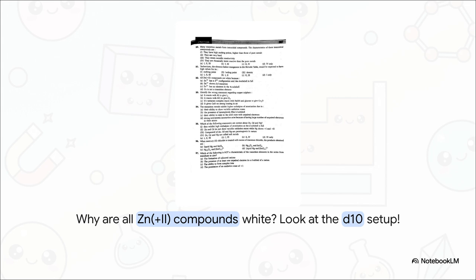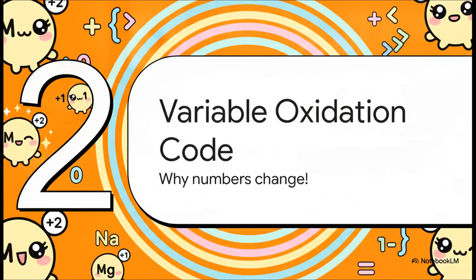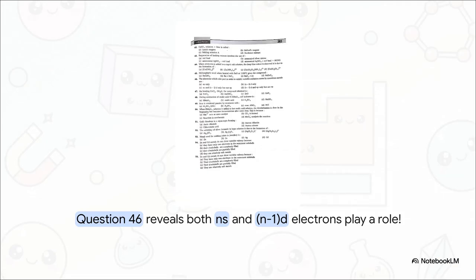Make sense, right? Moving into Section 2, the variable oxidation code. Why they change their numbers. Okay, let's decode one of the most famous, and honestly sometimes frustrating, superpowers of the D block. Their ability to show multiple oxidation states. Why does manganese go all the way up to +7, while S-block elements are stuck at +1 or +2?